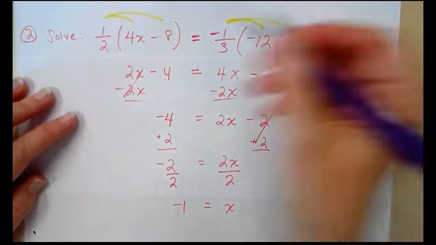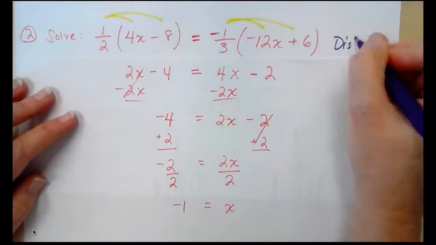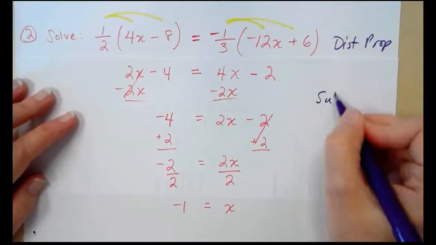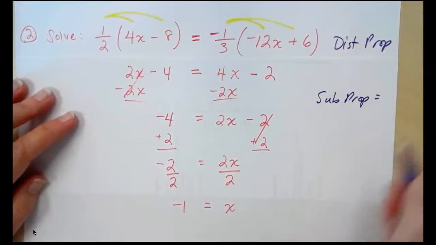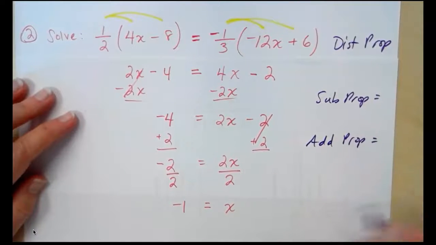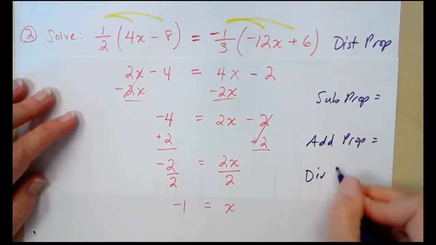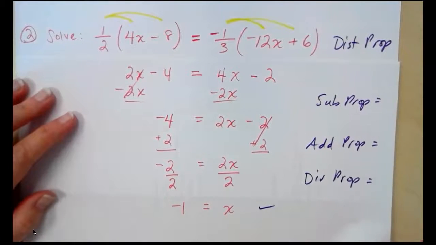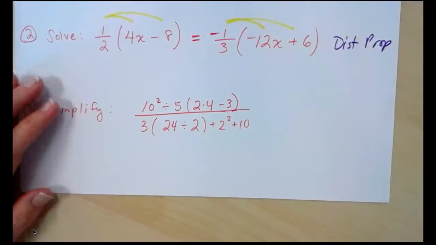Let's justify those steps. First thing we did, distributive property. Next, subtraction property of equality. Next, addition property of equality. And finally, division property of equality. Solved. That's number 2. Number 3.